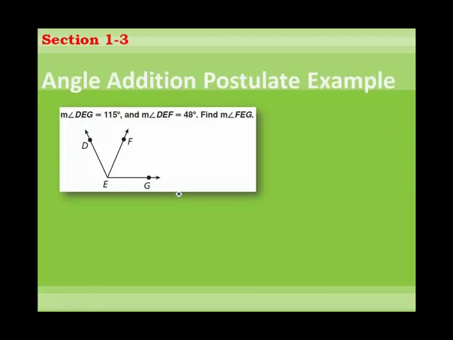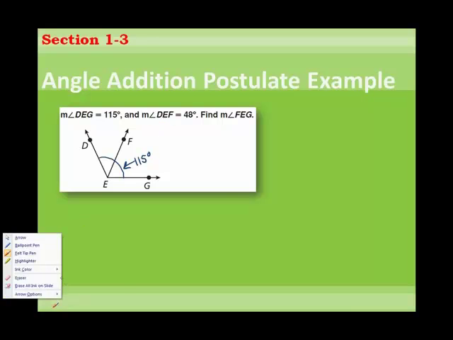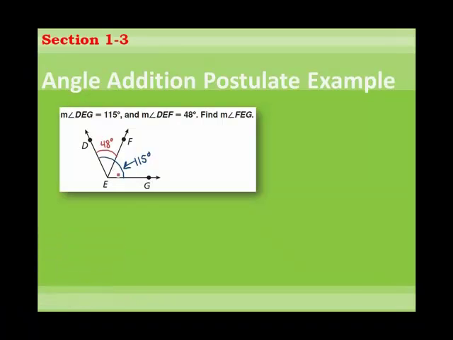So if we take the angle addition postulate here, we can see that point F is on the interior of angle DEG. We know that the measure, that's what that little m stands for, of angle DEG, this whole thing, is 115 degrees. And then it says the measure of angle DEF is 48 degrees. So can we use the angle addition postulate to figure out the measure of angle FEG? This angle here is what we want to find.